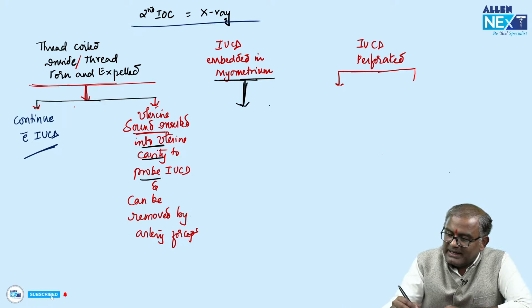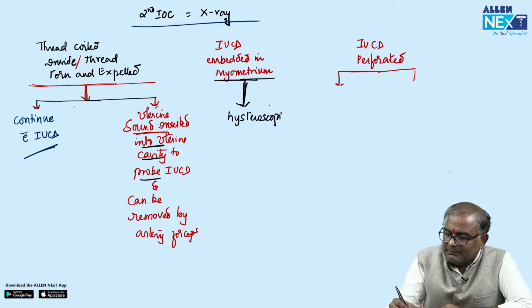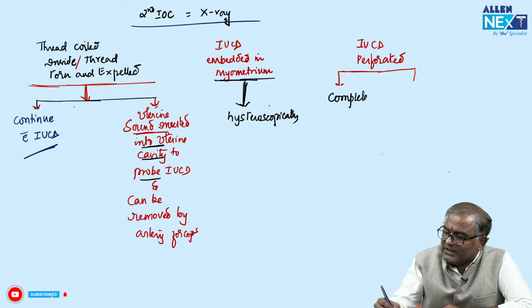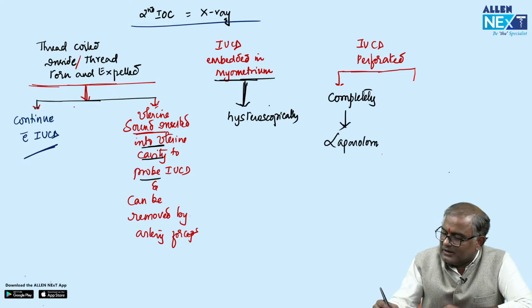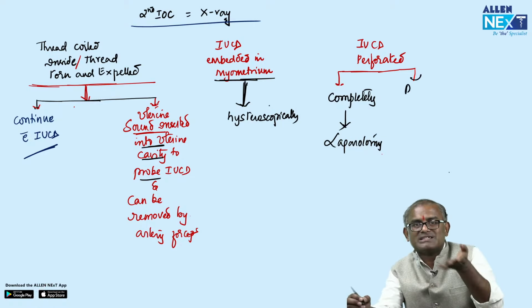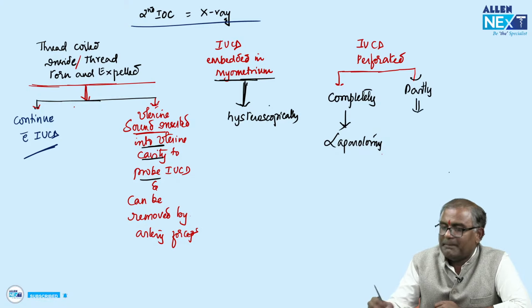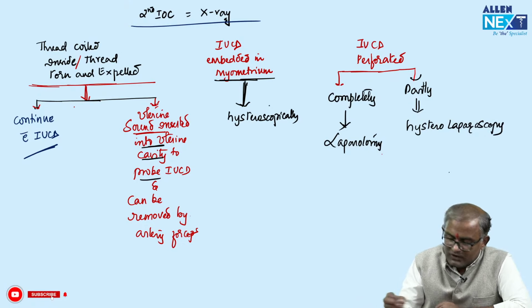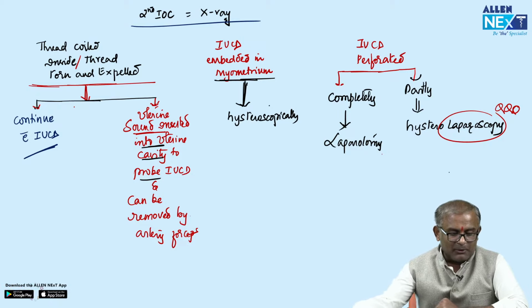If the IUCD is embedded in the myometrium, it can be removed hysteroscopically. If the IUCD has perforated completely into the peritoneal cavity, go for laparotomy. If it is partly in the uterus and partly in the peritoneum, we can go for hysterolaparoscopy, but preferred is laparoscopy. You got the point, doctor?